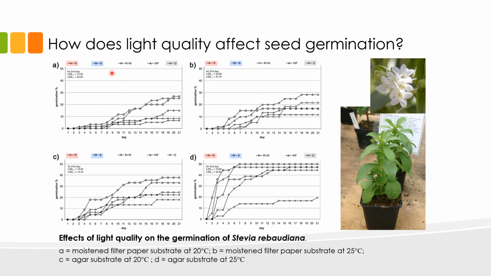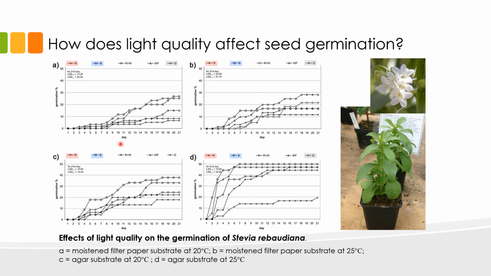Celsius. Graph A shows the germination of Stevia seeds in filter paper substrate at 20 degrees Celsius. Graph B shows the germination of Stevia seeds in filter paper at 25 degrees Celsius. Graph C shows the germination of Stevia seeds grown in agar at 20 degrees Celsius, and Graph D shows the germination of Stevia seeds in agar at 25 degrees Celsius. So in general, we can say that Stevia seeds respond differently to the treatment combinations as illustrated by several lines in each of these graphs.